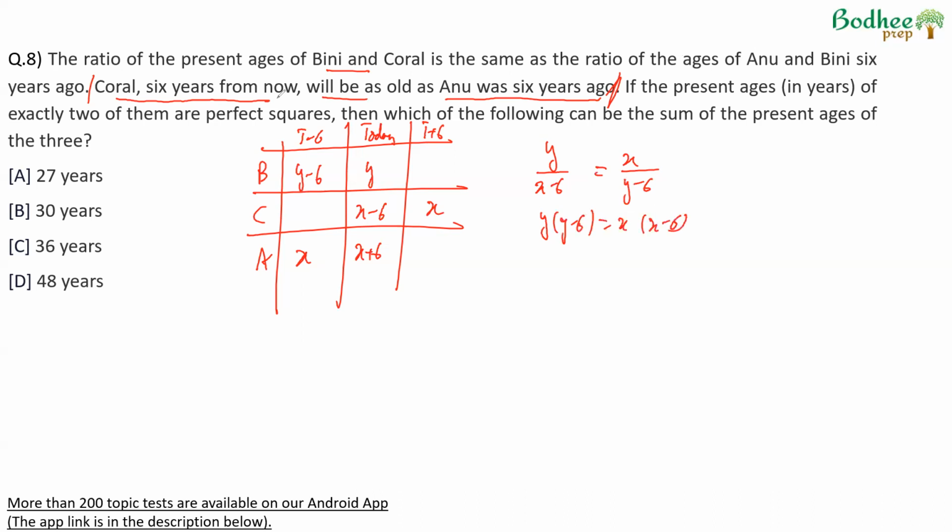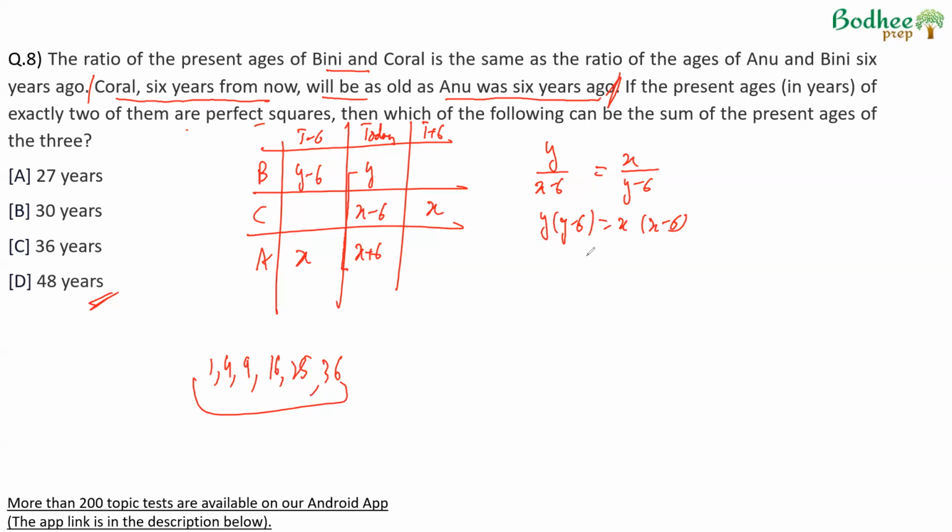Also, the present ages of exactly two of them are perfect squares. Out of these three numbers, two numbers have to be perfect squares. If we look at squares 1, 4, 9, 16, 25, 36, and so on, we will not go beyond this because the maximum sum is 48, we cannot have 49.